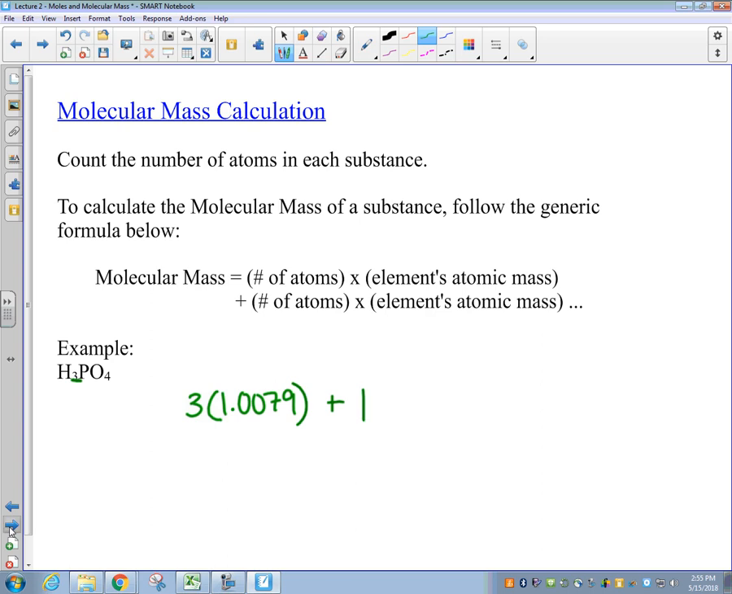So I've got 1 atom of phosphorus. The atomic mass for phosphorus on the periodic table is 30.9738 grams per mole, or AMU. We're going to add that to oxygen. So we have 4 atoms of oxygen. We do 4 times the atomic mass for oxygen, which is 15.9994 grams per mole. So we go through and multiply that out.